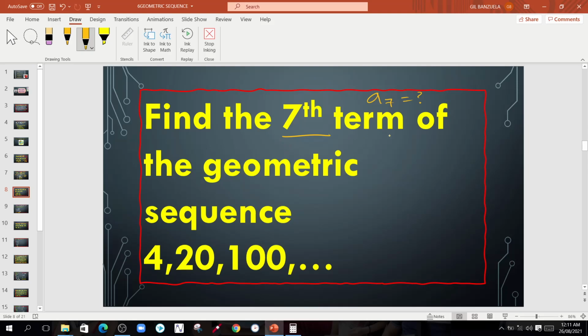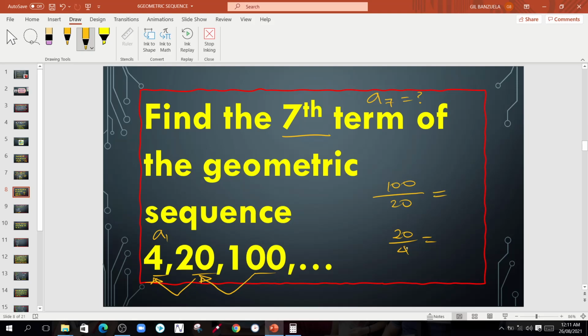So let's find the 7th term of the geometric sequence 4, 20, 100. So of course, yung 4 natin, ito yung first term. Alright? Then let's get the common ratio, no? So again, to get the common ratio, we divide from the right side towards the left until we reach the first element. So 100 by 20. So 100 by 20 and 20 by 4.